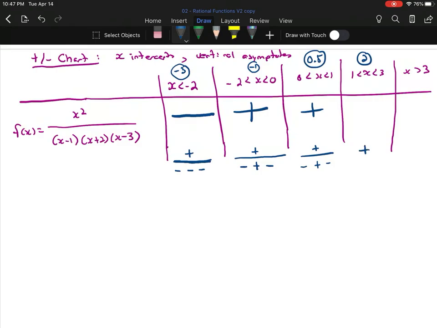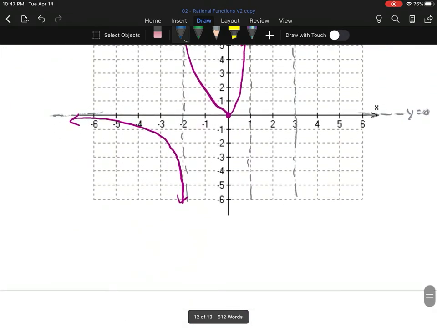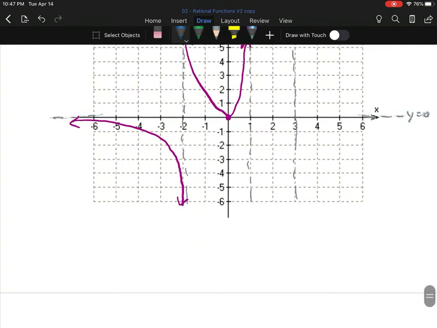Okay, so I put 2 in the numerator. I get 2 squared, which would be a positive number. In the denominator, the first factor is 2 minus 1, which would be positive. Then 2 plus 2, which is positive. Then 2 minus 3, which is negative. This whole thing's going to come out to be negative. Between 1 and 3, this thing's going to be negative.